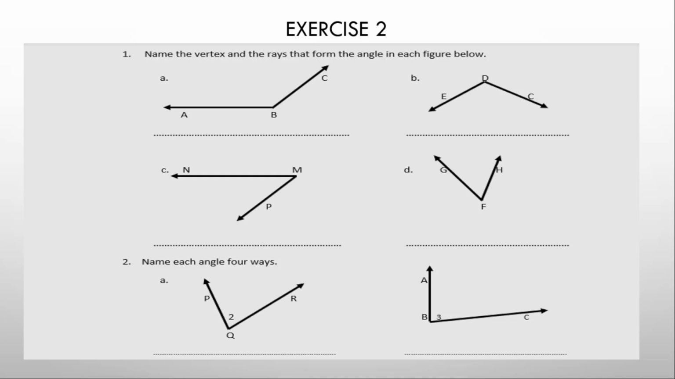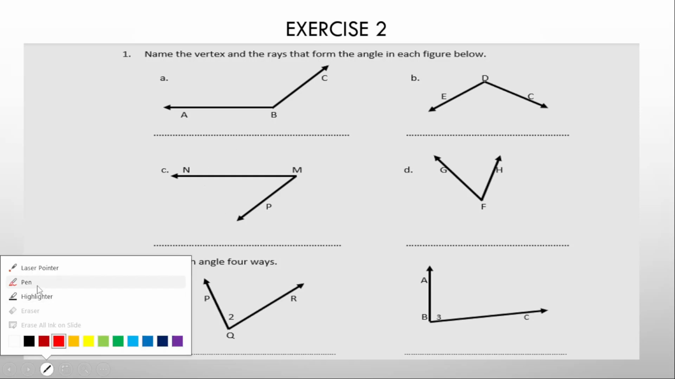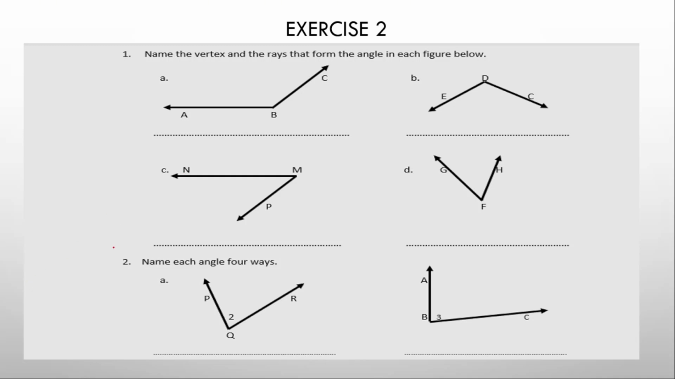Okay, so I'll help you with the first one. Name the vertex of this angle and the rays that form the angle. So the vertex is B. That is right. The two rays that form the angle are ray BA, and here we need our pens. I need a pencil to write it for you, or a pen.